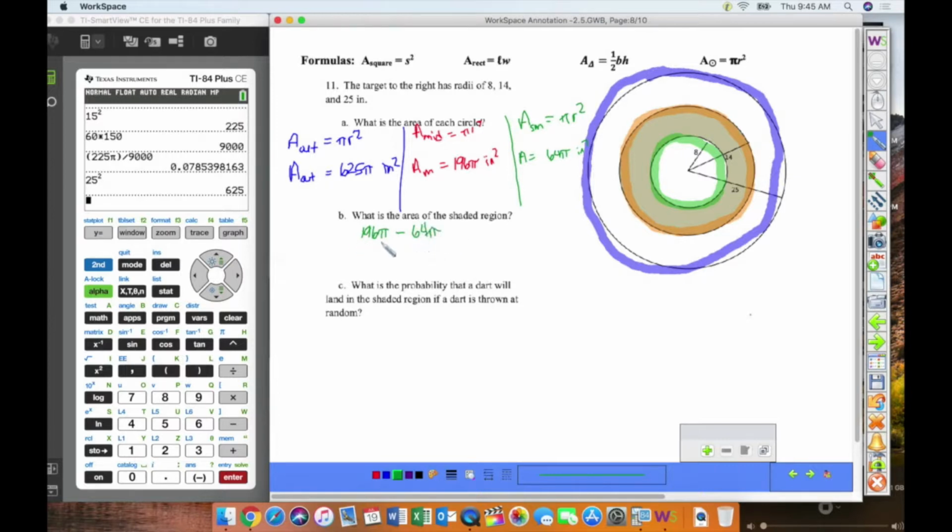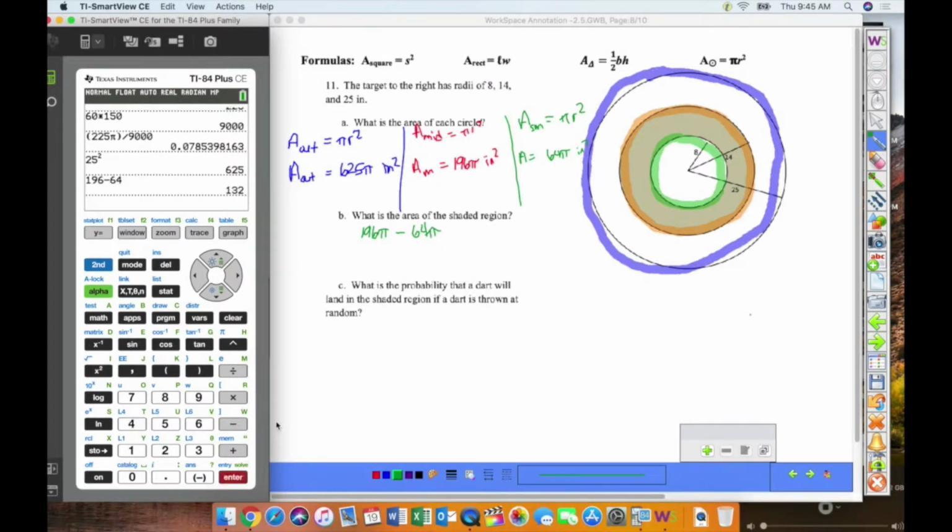and see these are like terms because they both have a pi with it. It's like 196x minus 64x. So all I have to do is take those coefficients minus each other and realize that that's 132 pi. That's the area of the shaded. So let's label that: area of the shade equals 132 pi, SH for shade, and that'd be inches squared.